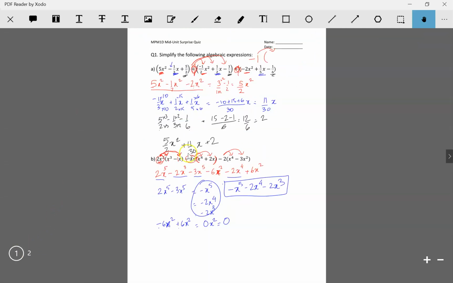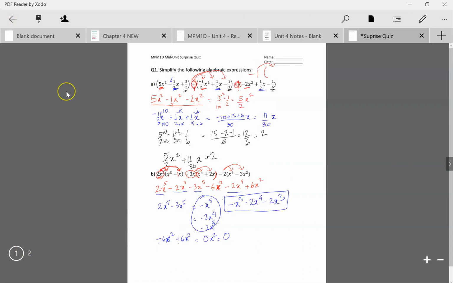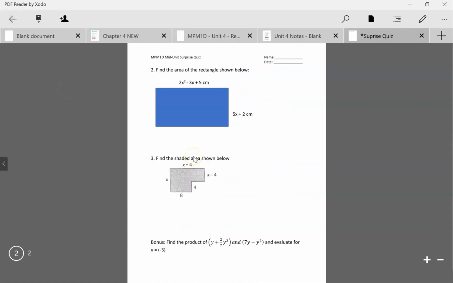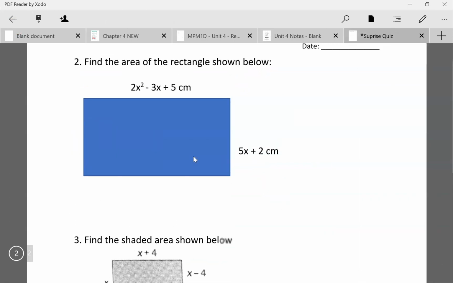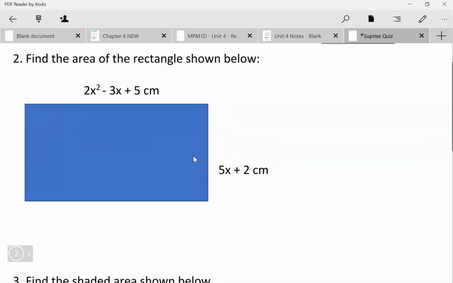Next page. There we go, finally. Find the area of the rectangle shown below. So again, this is a fairly straightforward question if you know what laws to apply or what rule to apply.